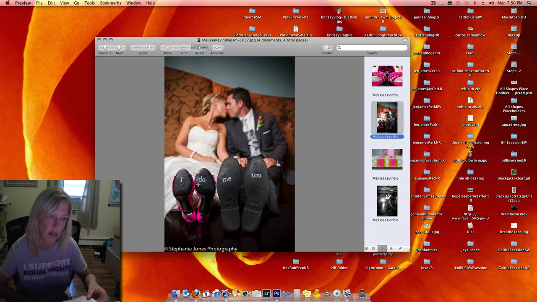I wanted the stickers to be the focus, so my aperture was 2.8. I used my 24-70 lens at 30 millimeters.